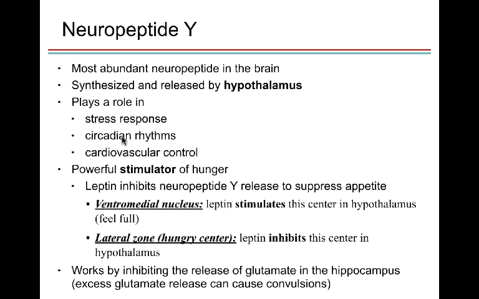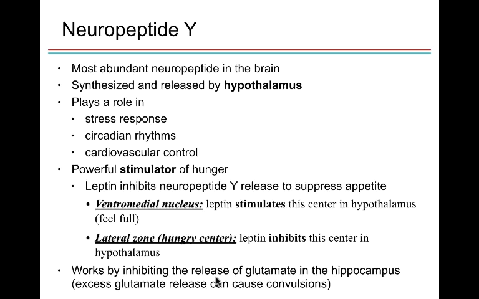And lastly, neuropeptide Y has been shown to inhibit the release of glutamate in the hippocampus. The hippocampus is the part of your brain that deals with memory. And we said a few minutes ago that glutamic acid is the most common excitatory neurotransmitter in the brain. It seems like neuropeptide Y also inhibits the release of glutamate in the hippocampus.